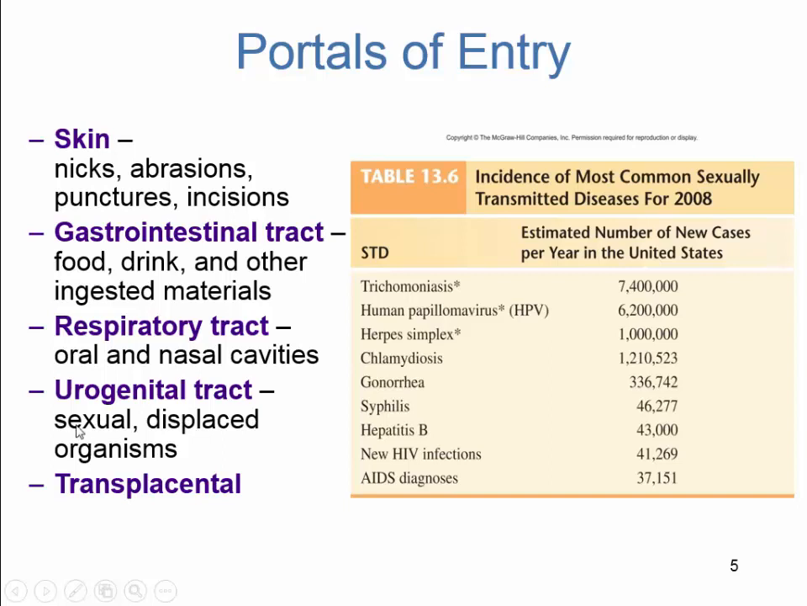There's the urogenital tract. More often than not, these are sexually oriented. So here's a listing of a few of the sexually transmitted diseases. And then, of course, transplacental. Usually these sexually transmitted infections moving from person to person can then also go from mother to child in a transplacental route.